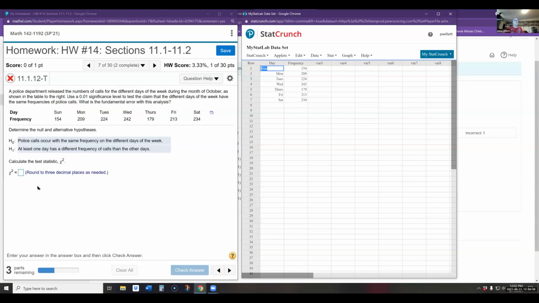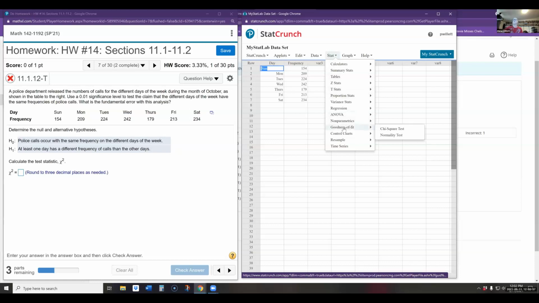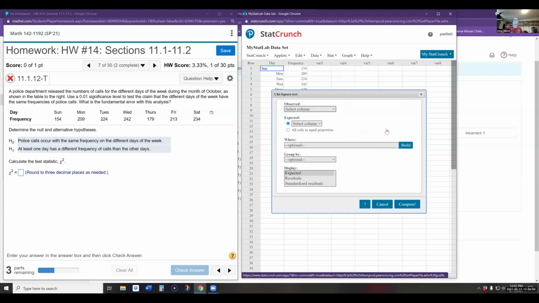So to perform a chi-square distribution for a goodness of fit test, I'm going to go into Stat, and we can see there's a choice for goodness of fit, and there's a chi-square test. So this is a goodness of fit to see if our observed values fit well with the expected values of being equally likely. And we're performing a chi-square test. You can even see the little x squared in the problem. So I go to Stat, Goodness of fit, Chi-square test.